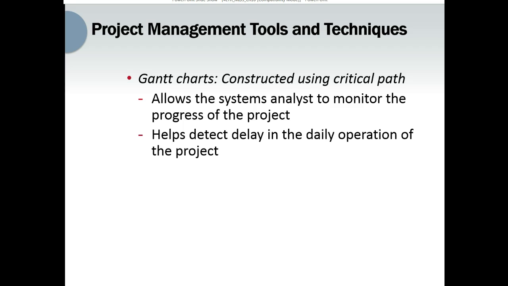A Gantt chart can be designed using the critical path as well. A Gantt chart lists the completion time on the x-axis and all the activities on the y-axis. This allows the system analyst to monitor the progress of the project and detect any delay in daily operation of the project. If a delay is found, the system analyst must consider additional resources for that task.